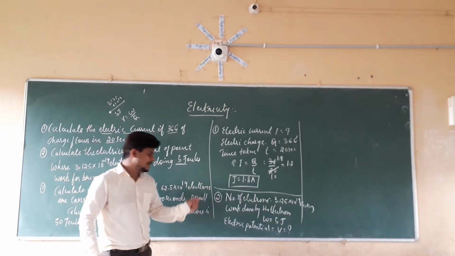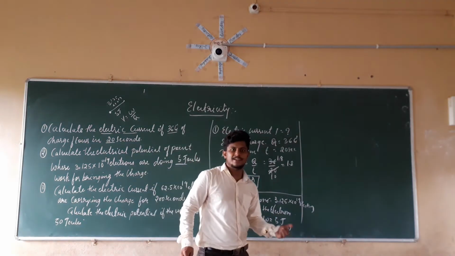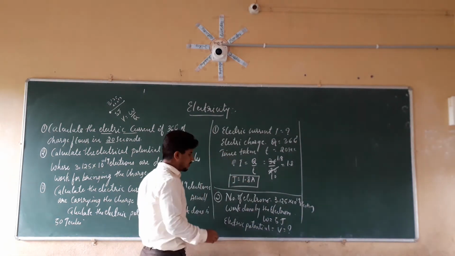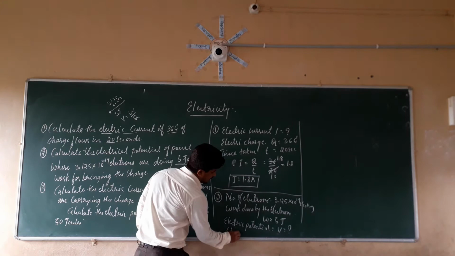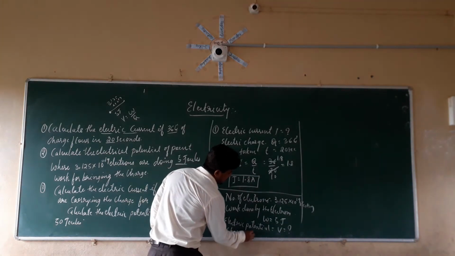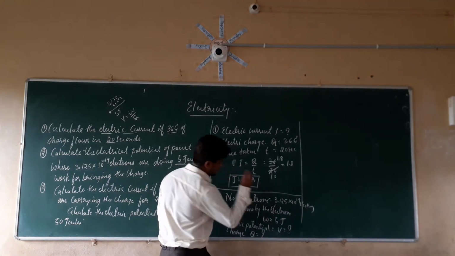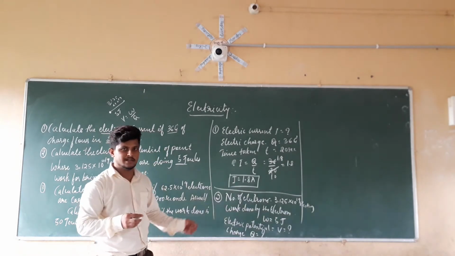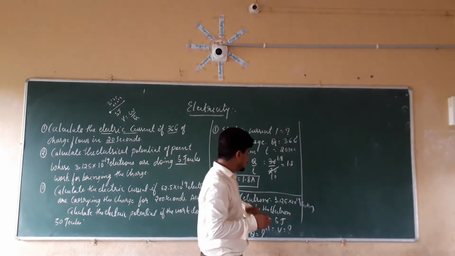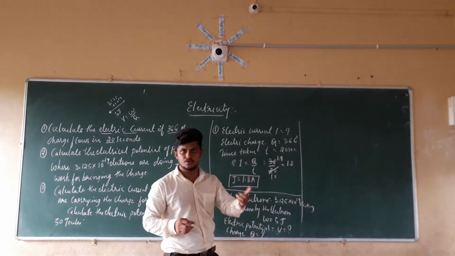We already know that for calculating the electric potential, the charge is required here. The charge is also not given, so we have to find it out. That is, charge Q is equal to what? We don't know that value, so we have to find the value of Q.